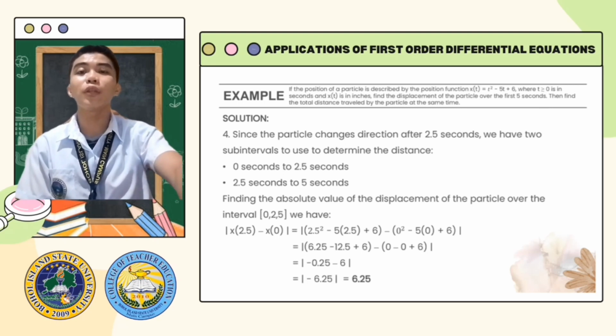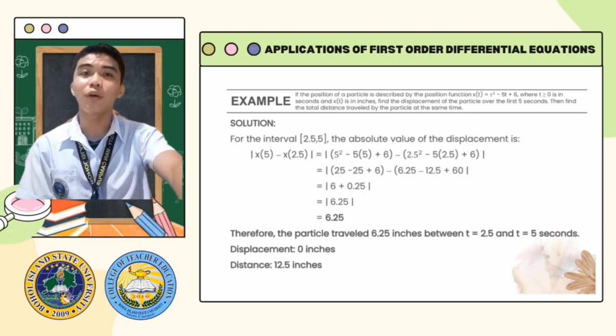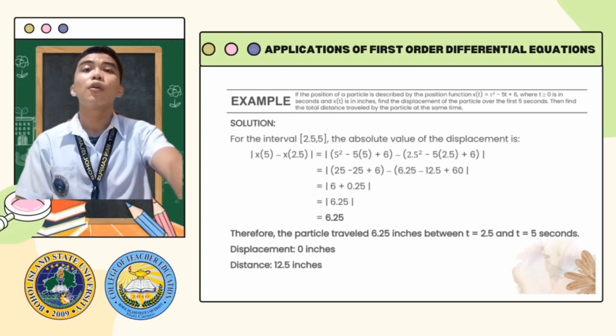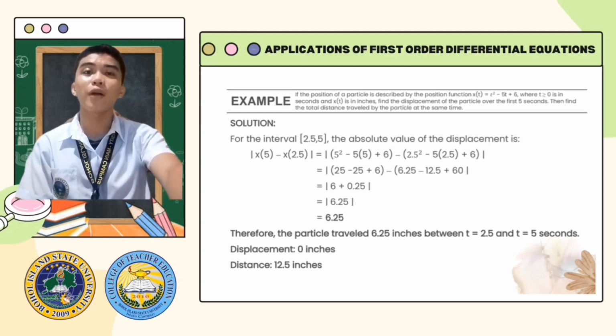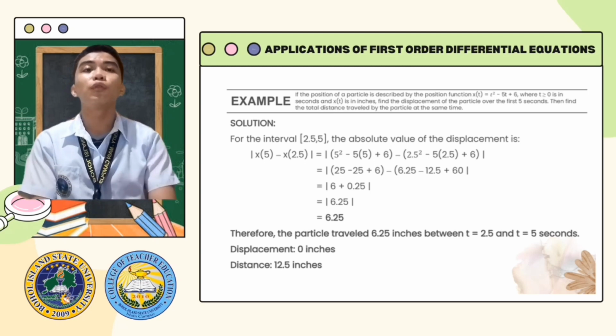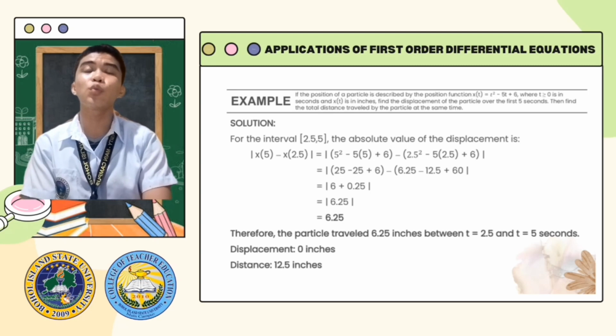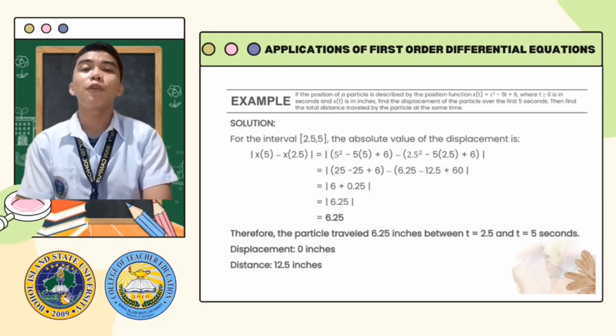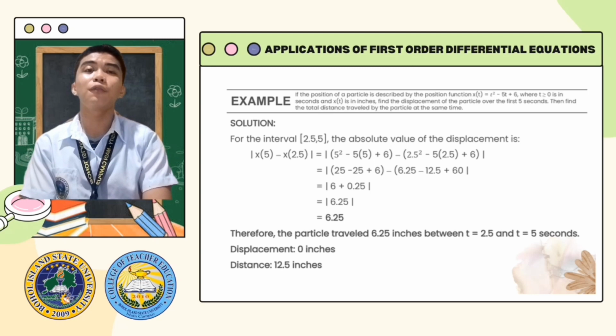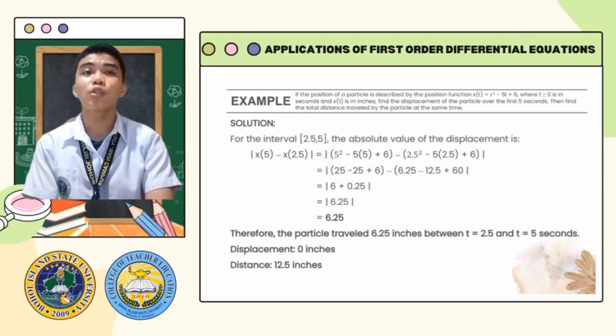Now we will be solving the next sub-interval, which is from 2.5 seconds to 5 seconds. So now we have here the absolute value of the displacement. The absolute value of x of 5 minus x of 2.5 is equal to the absolute value of 5 squared minus 5 times 5 plus 6 minus 2.5 squared minus 5 times 2.5 plus 6.